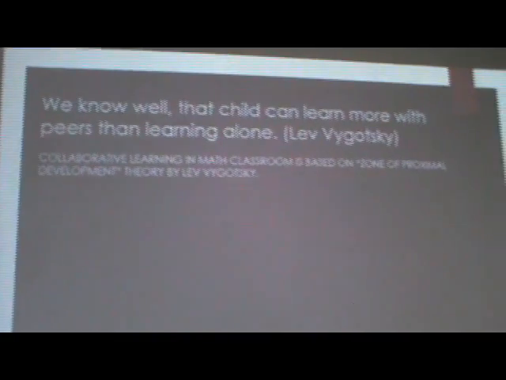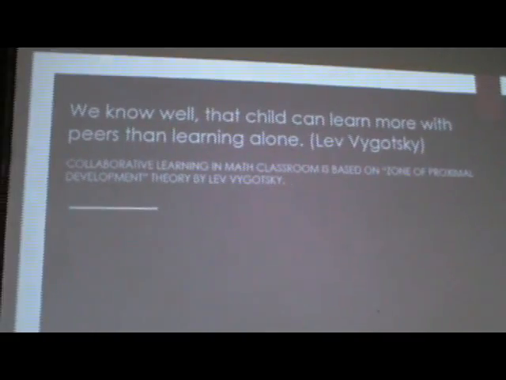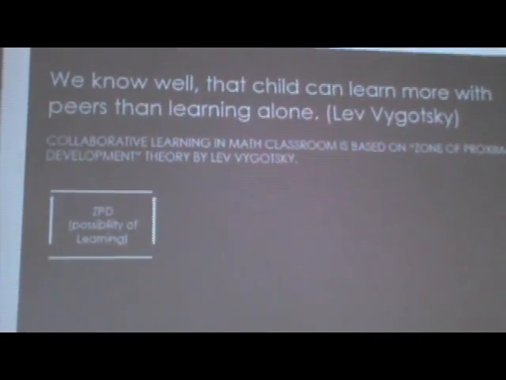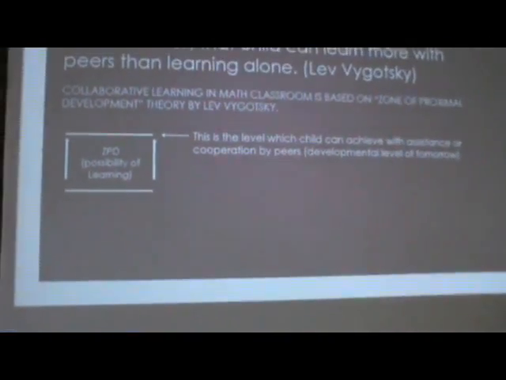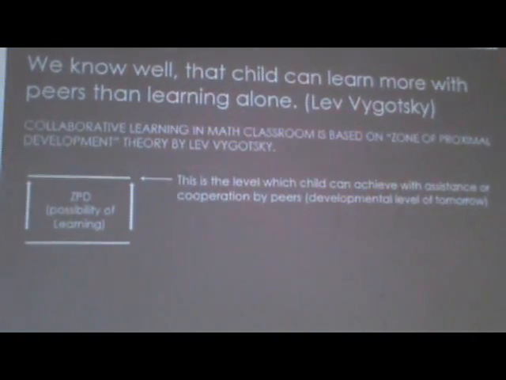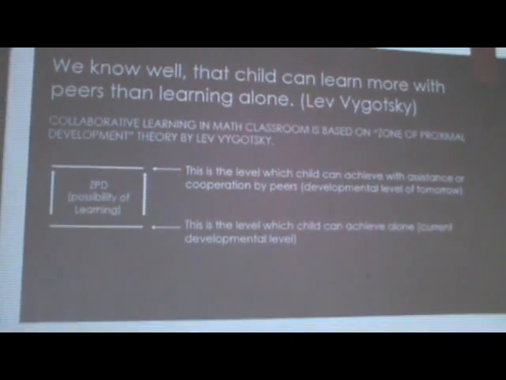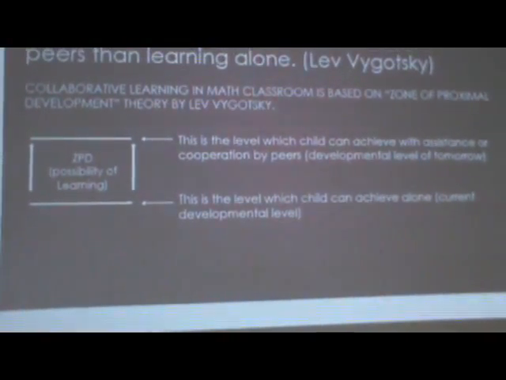Collaborative learning in the math classroom is based on the zone of proximal development theory by Vygotsky. This first line up is the level which a child can achieve with the assistance of cooperation by peers, the developmental level of tomorrow. The line below is the level which a child can achieve alone, the current development level. And this is the zone of proximal development, or ZPD.